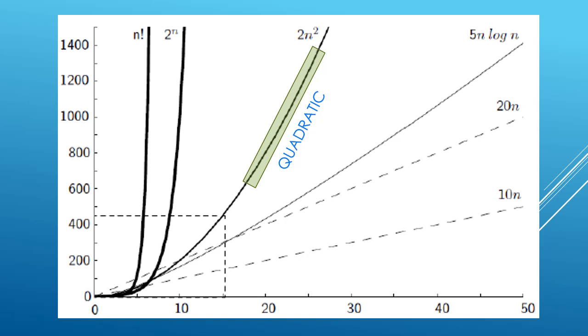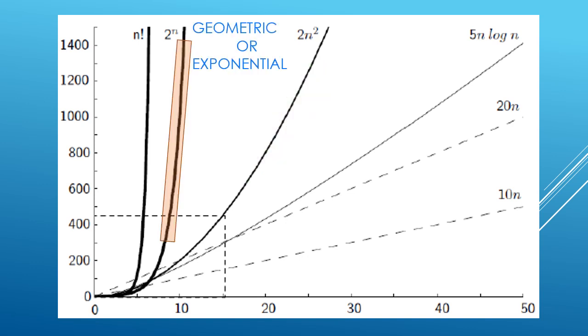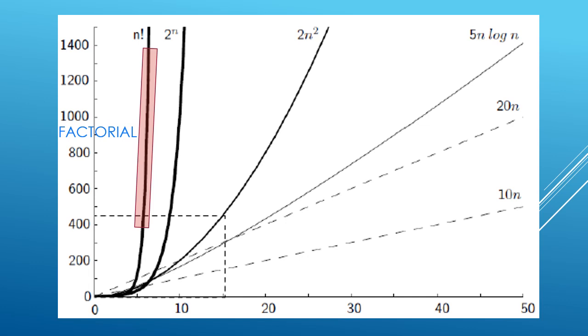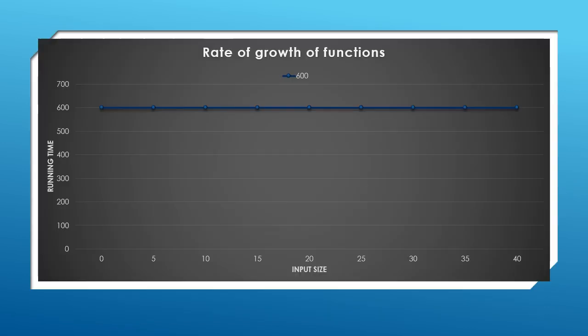Now we come to the exponential or the geometric function 2 raised to n. You can see that the curve shoots upward as n increases. But the fastest of all is the factorial function. Though the logarithmic function log n is not shown here, we can predict that it grows slower than both linear functions 10n and 20n. Have a look at another graph.